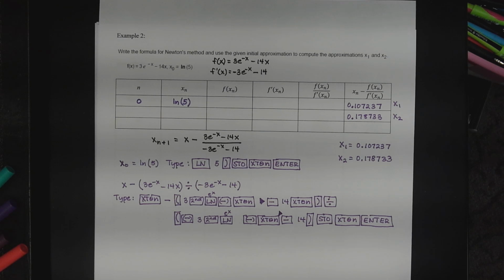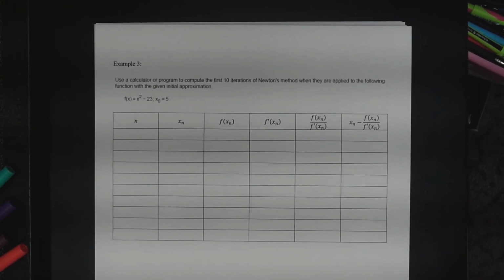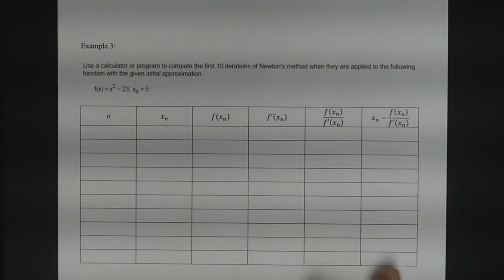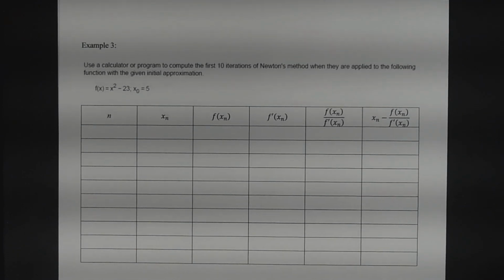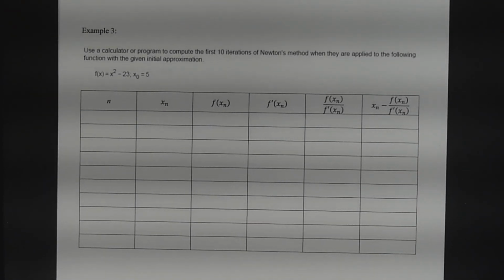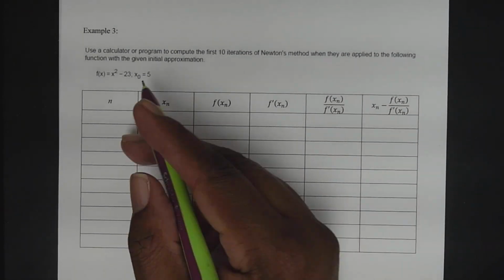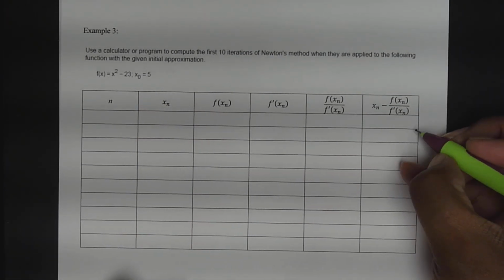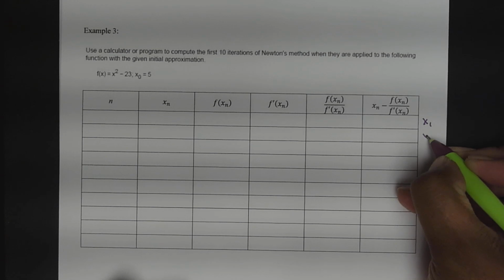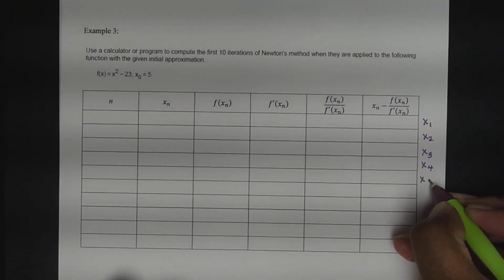Okay, example 3 looks like this. And we're going to use a calculator as well. So here we're going to use a calculator, as indicated here, or a program to compute the first 10 iterations of Newton's method when they are applied to the following function with the given initial approximation. So here our f of x is x squared minus 23, and our initial approximation, x of 0, is going to be 5. So we're going to be looking for 10 iterations here, from x1, x2, all the way through x10.